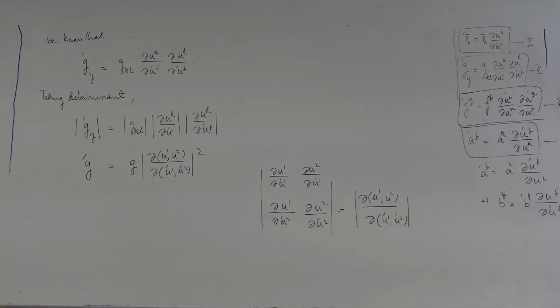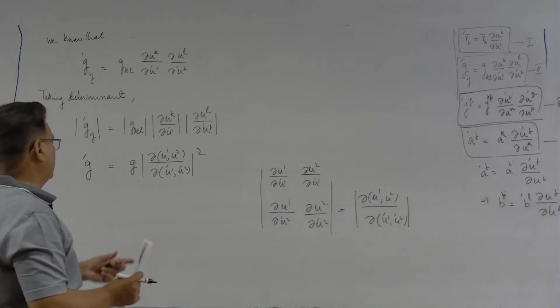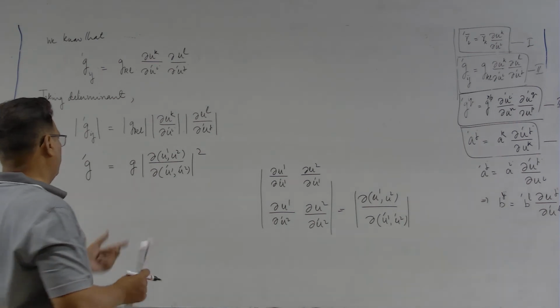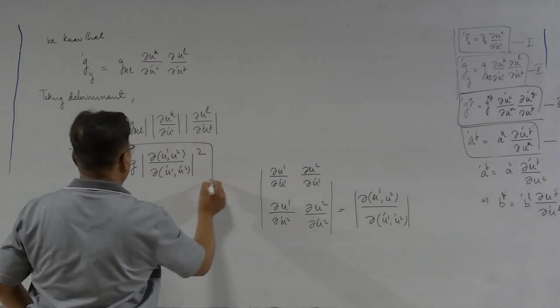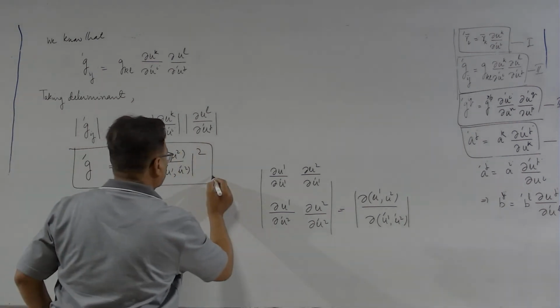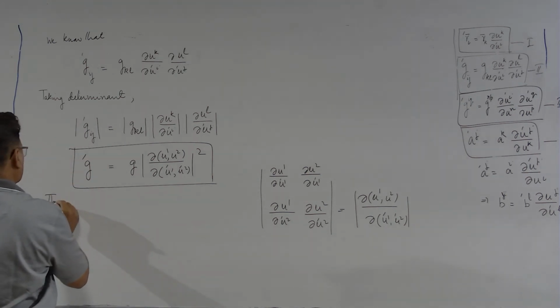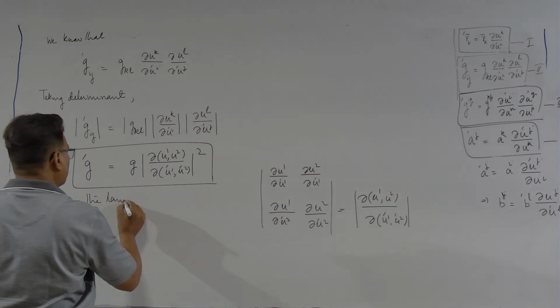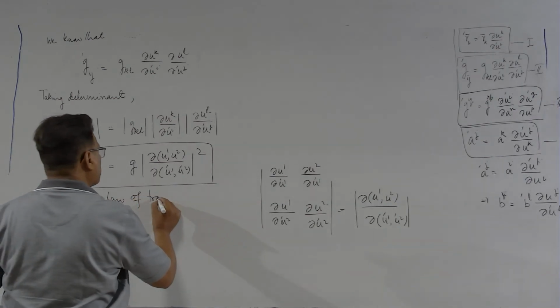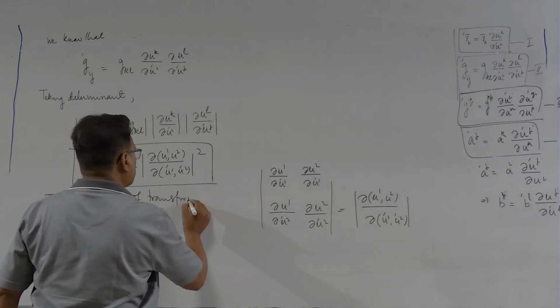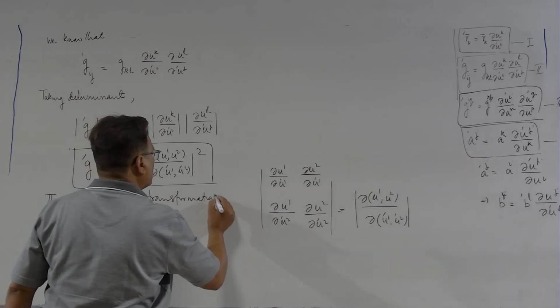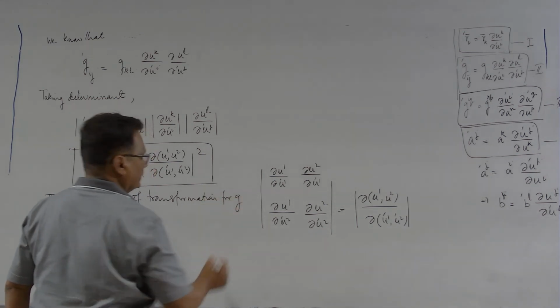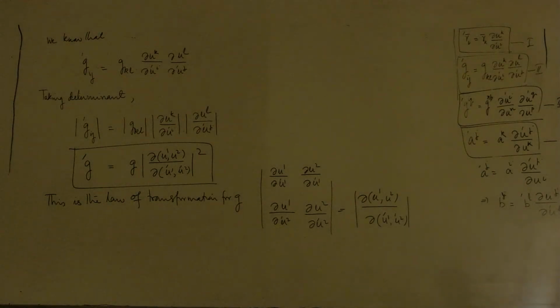Okay. So, if you look at the transformation of G, when you go from G dash to G, the components will be related like this. So, this is the law of transformation for G. G means the determinant of G i j. Okay.